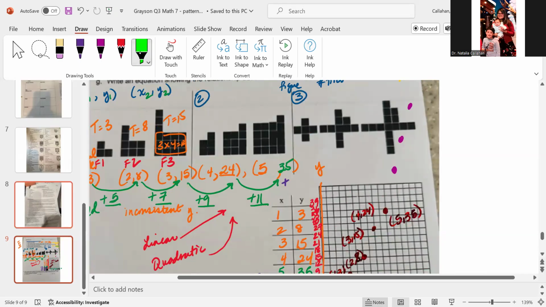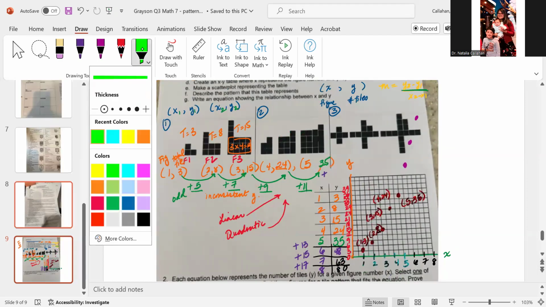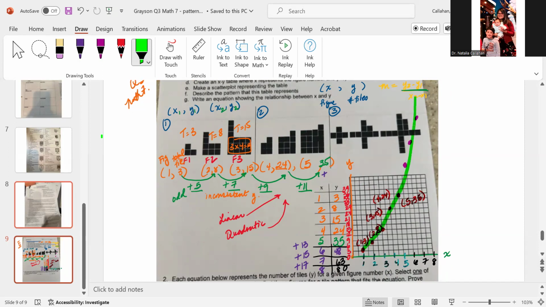But you could kind of see it's going in a curve. Do you see that? So that is going to be a quadratic, okay? And so on your graph, make sure you put that it's a quadratic function, okay? Because it's not straight, right?